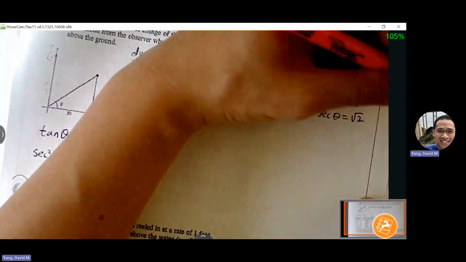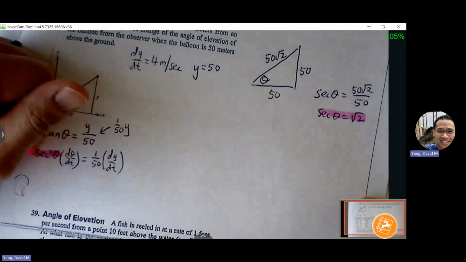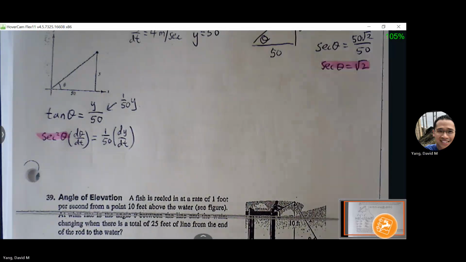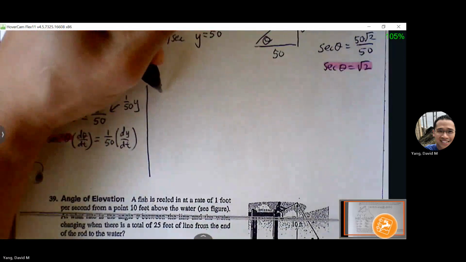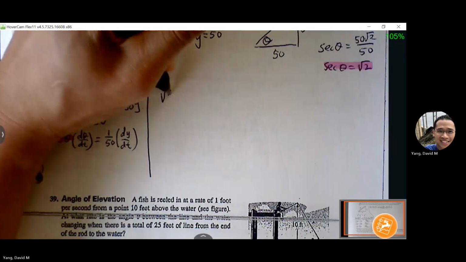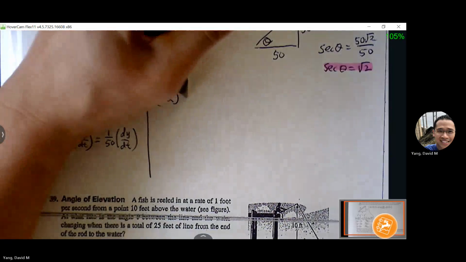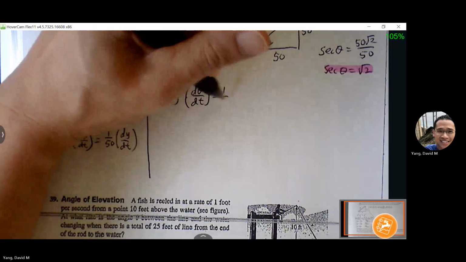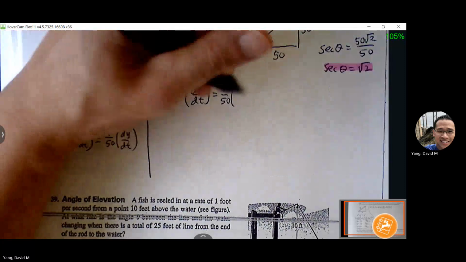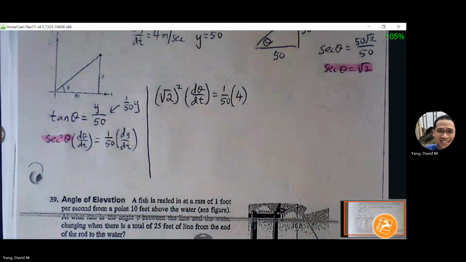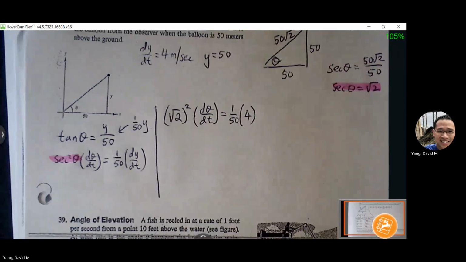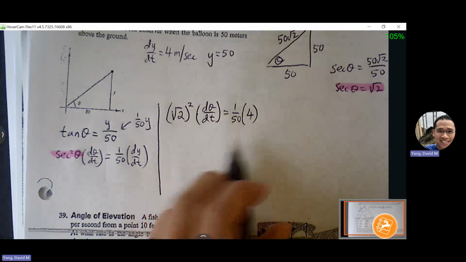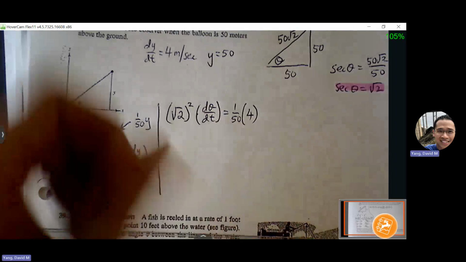So we're almost there. Just have to put this piece in for that. And then we can work towards solving for d theta dt. Root 2 squared is just 2. Divide by 2 or multiply by 1/2.